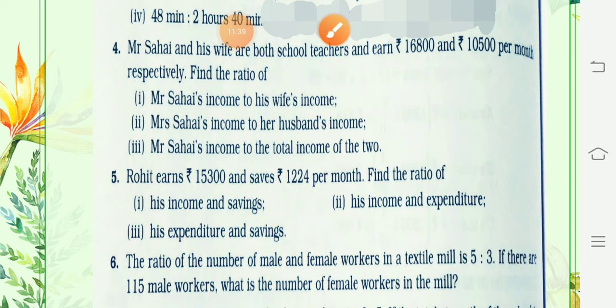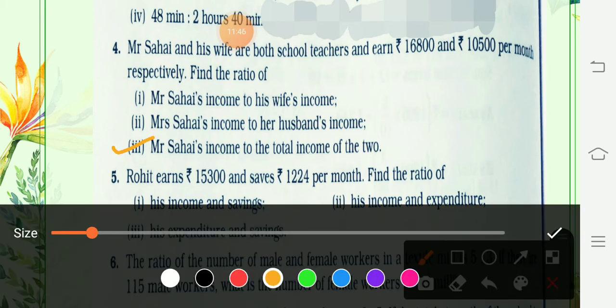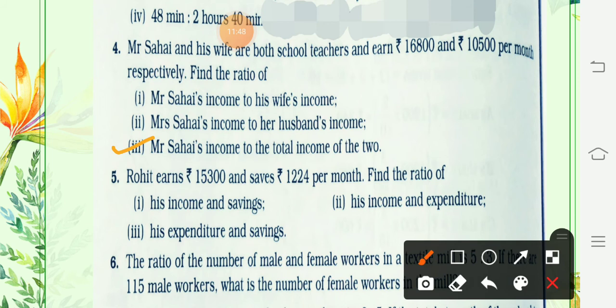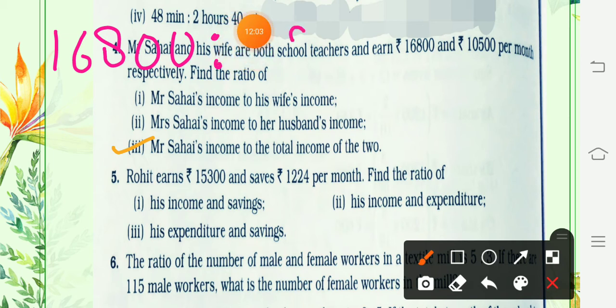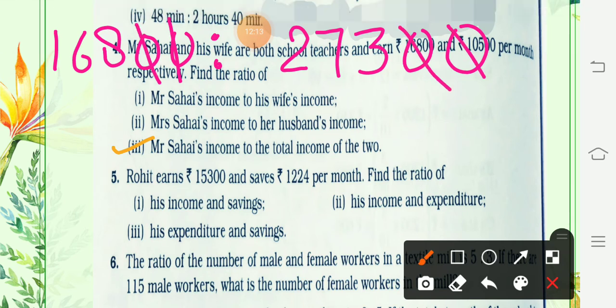Now I'm erasing it. Next option, Mr. Sahai's income to the total income of the two. So we need Mr. Sahai's income. Mr. Sahai's income, you know, 16,800. Ratio, the total of both. The total of both, 16,800 plus 10,500. You will do the addition. So 2, 2, 7, 3, 0. This is the total of both incomes. Now ones place, tens place, ones place, tens place, zeros will cancel.